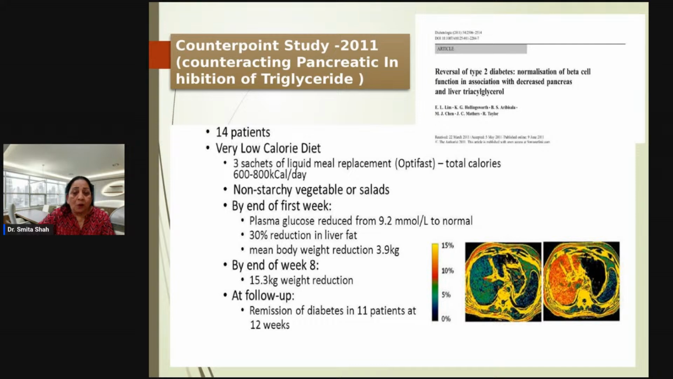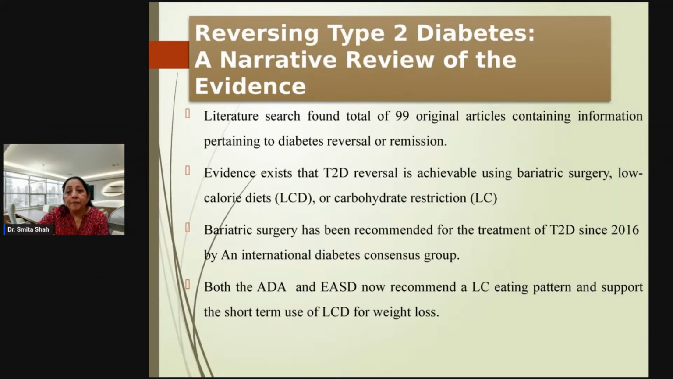And at the follow-up, there was remission of the diabetes in 11 patients at 12 weeks. So out of 14 patients, 11 patients went to the remission point. So this is the MRI of this. They did the MRI, and they got the results for that.